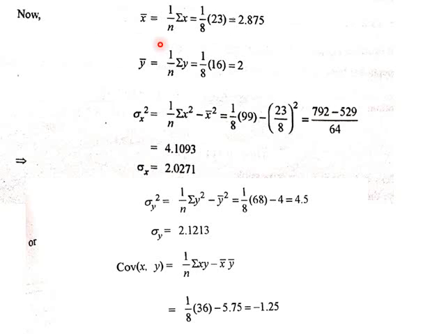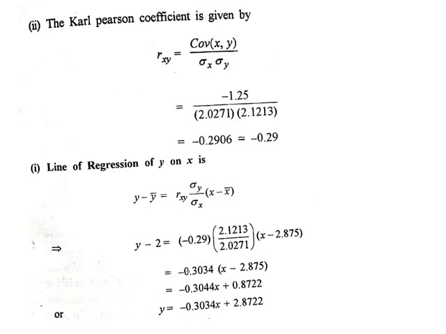So we first calculate the mean, meaning mean of x, mean of y, x bar, y bar, these are the values. Then we calculate variance. Variance of x gives 4.1093. So the standard deviation of x, sigma x, is this one, similarly sigma y is this one, and covariance is 1 by n sigma xy minus x bar y bar, given by minus 1.25. These are simple calculations. You can put all the values from the tabulation in the given formulas.